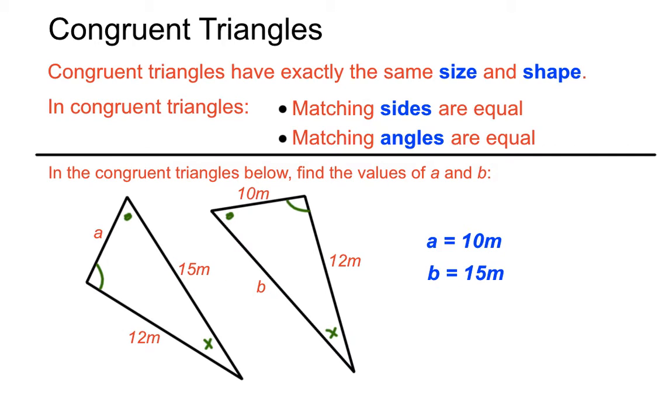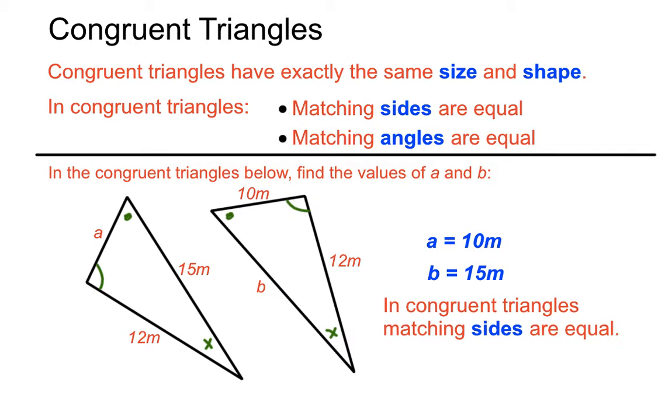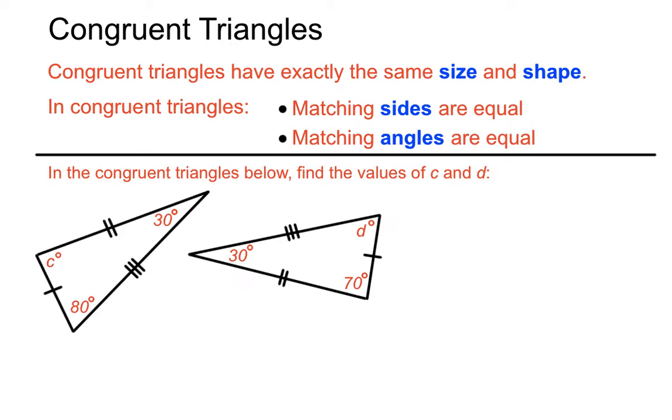Because we are told that these two triangles are congruent, all the sides that are matching should match in length as well, and all the angles that are matching should match in the size of those angles. Let's have a look at another example. Basically we're using the fact that in congruent triangles matching sides are equal in that example. Let's have a look at the next one.